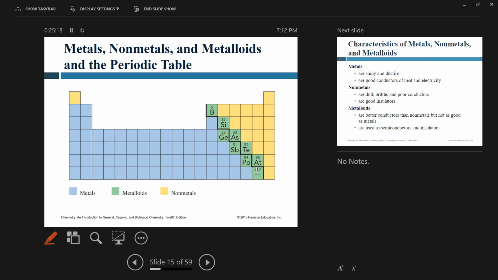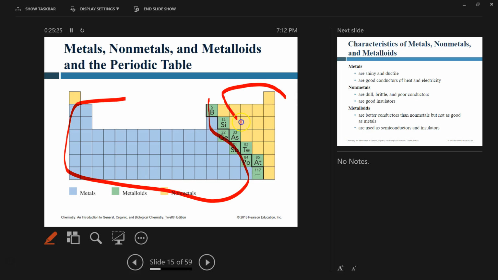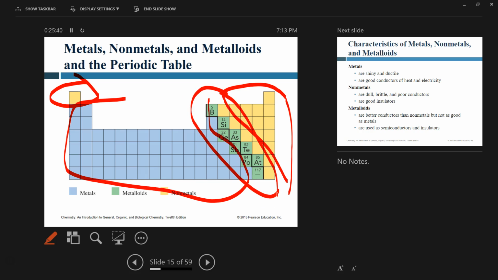So, metals in the periodic table are the blue ones. Non-metals are the yellow ones. So basically all gases, one liquid, and some solids. These elements are called metalloids because they can behave like metals, but they can also behave like non-metals. Does that make sense to you?